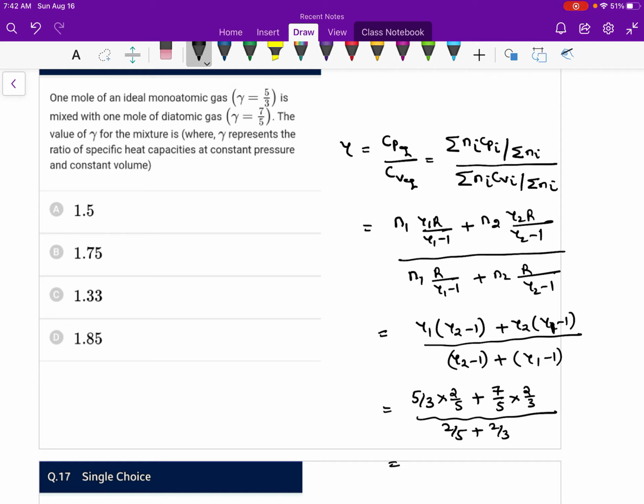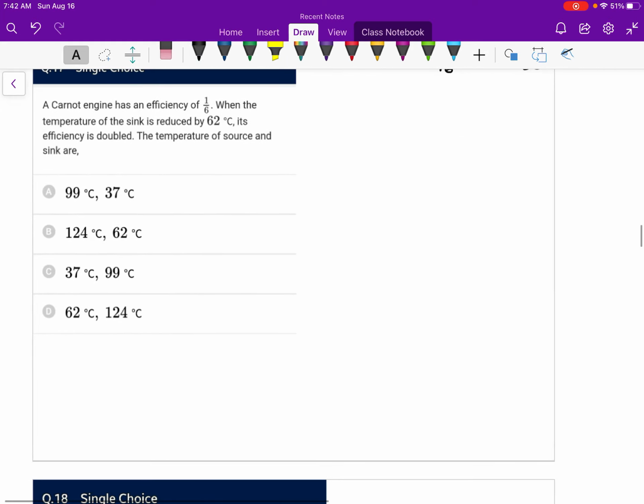2 by 3. So this is 10 plus 14, 24 by 15, and in the denominator 6 plus 10, 16 by 15. So this is 24 by 16, 3 by 2. So gamma equivalent is 1.5.